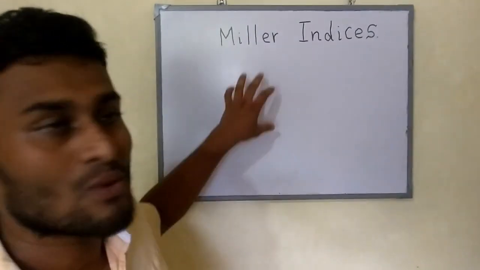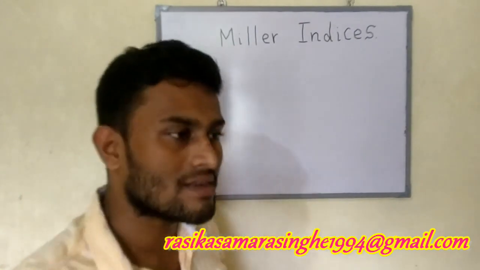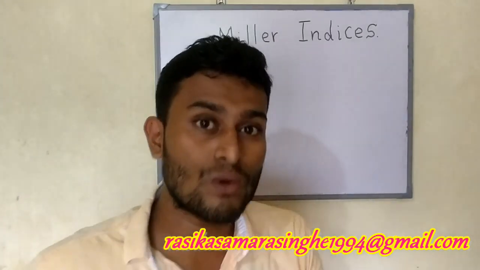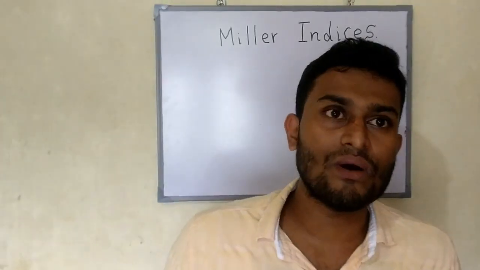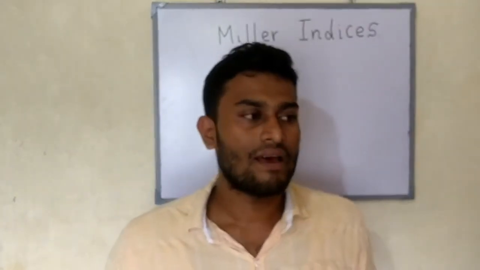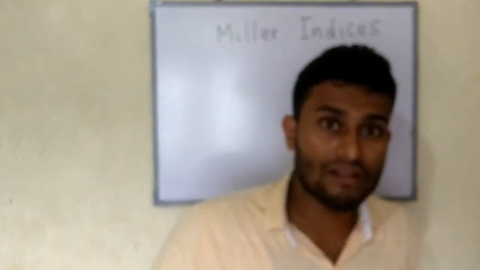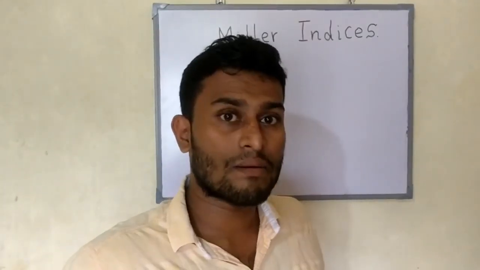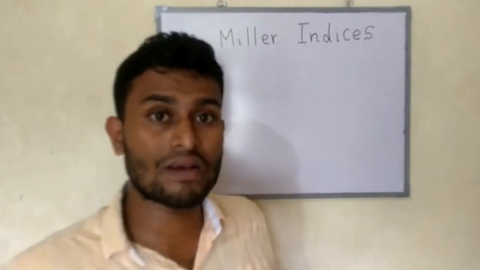Today we are going to focus on Miller indices. Miller indices are a standard notation used in crystallography. There are a lot of crystals we can find. It can be a cubic one or a rhombohedral one. Sometimes it can be a tetragonal one. But today we are going to focus mainly on cubic systems.